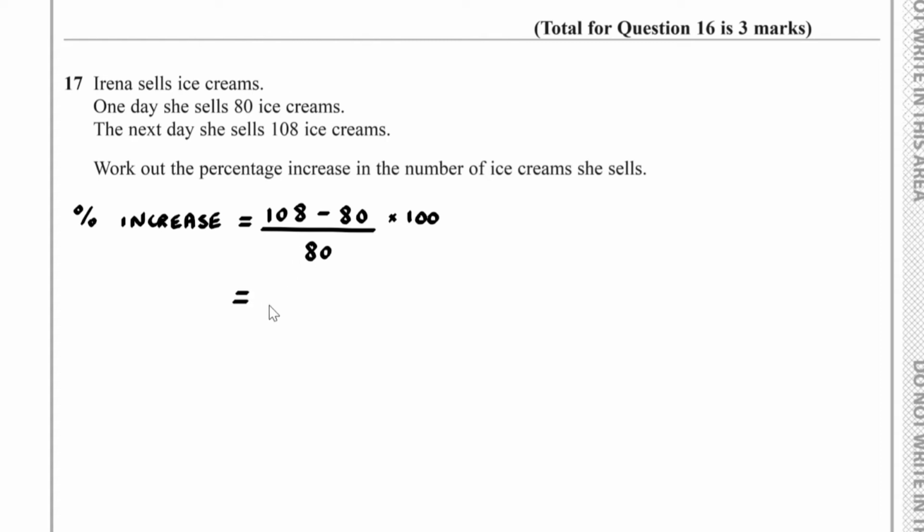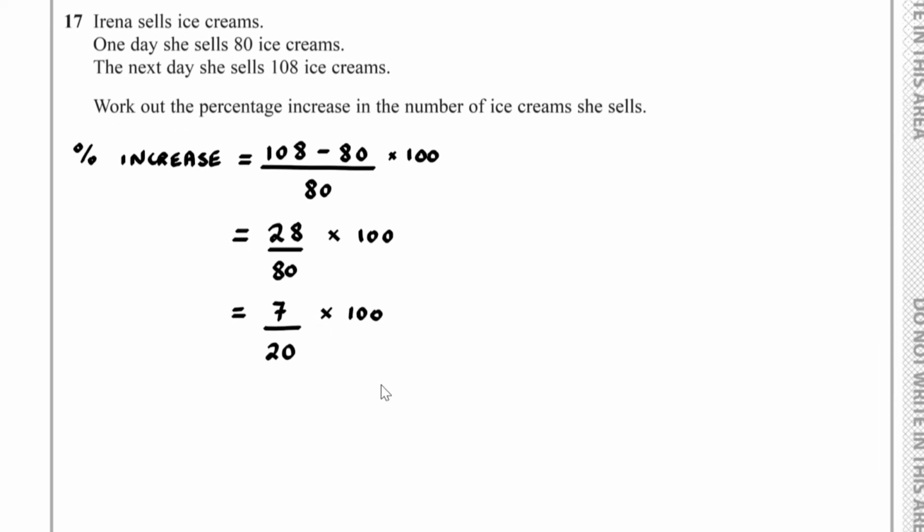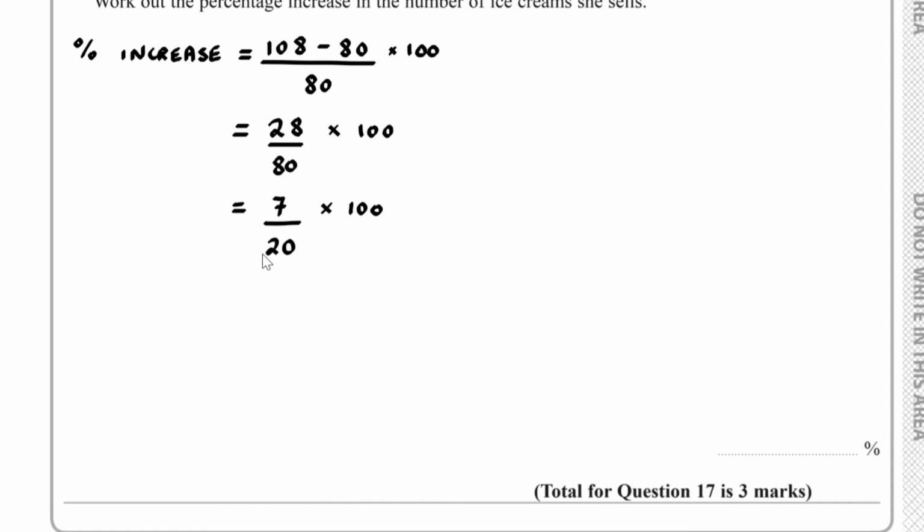So we have 28 over 80 times 100. Now, to work this out, well, what I can do is work out this as a percentage by rewriting the denominator over 20. So if I divide 80 by 4, I get 20. 28 divided by 4 is 7. So I get 7 over 20 times 100. So this cancels with this 5 times. 7 times 5 is 35.